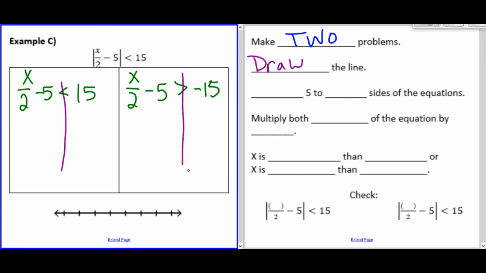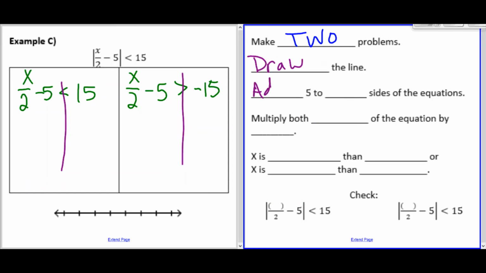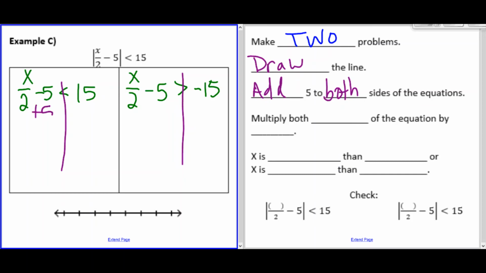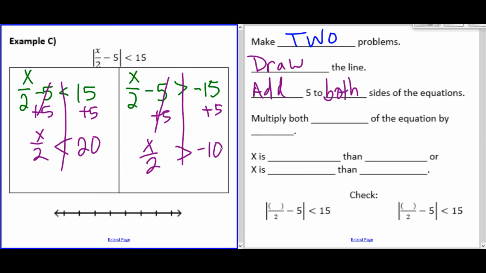Remember, we're going to undo addition and subtraction first by adding 5. So we'll add 5 to both sides: plus 5 here, and plus 5 here, and plus 5 here, and plus 5 here. These 5s cancel, these 5s cancel. This is x divided by 2 is less than 20, and x divided by 2 is bigger than negative 10. So this was the first step.